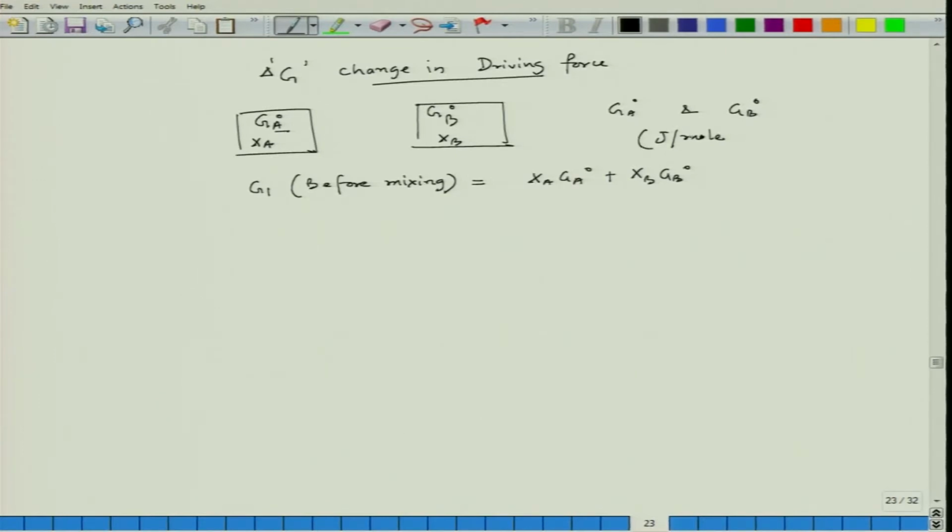And since the unit for both the standard free energy for pure A and pure B is joule per mole, this becomes my total free energy. And if we combine XA and XB, it would become 1 mole. So, you can also say that this is for 1 mole of total A and B. Now, after mixing, so now we are mixing them together, we are forming solid solution.